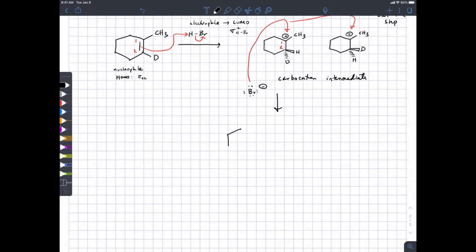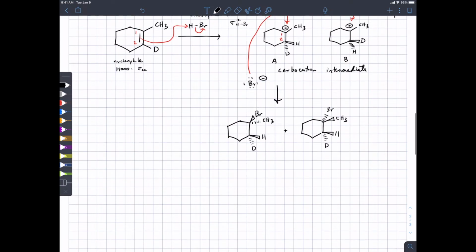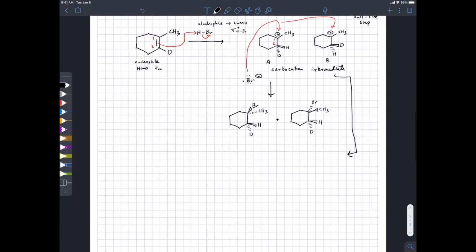So that means that from the enantiomer intermediate A on the left, we could get the following two products. One in which bromine is up and on the same side of the molecule as the hydrogen that we added, and one in which bromine is down and on the opposite side of the molecule as the hydrogen that we added. Okay, and then we could do the same thing from enantiomer B. We could have bromine add from above or below.